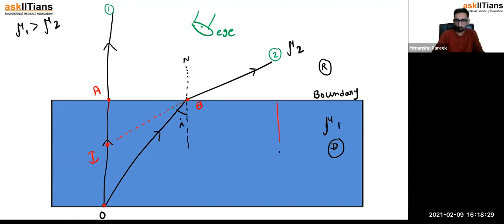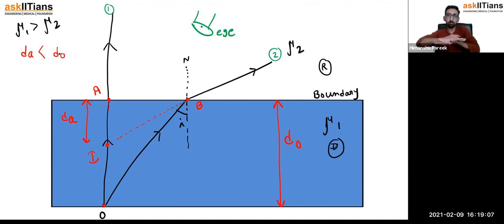If I say this actual depth is DO, the original depth I am referring to, then the apparent depth would be this, DA. I hope you got my point. So actual depth is DO and apparent depth is DA. What we should learn from here is that the apparent depth is coming lesser than the original depth. Original depth was more. That's why the bottom of the swimming pool appears lifted up.